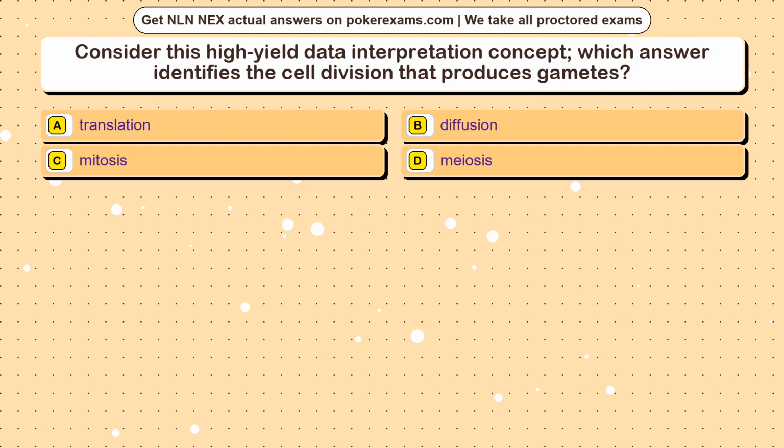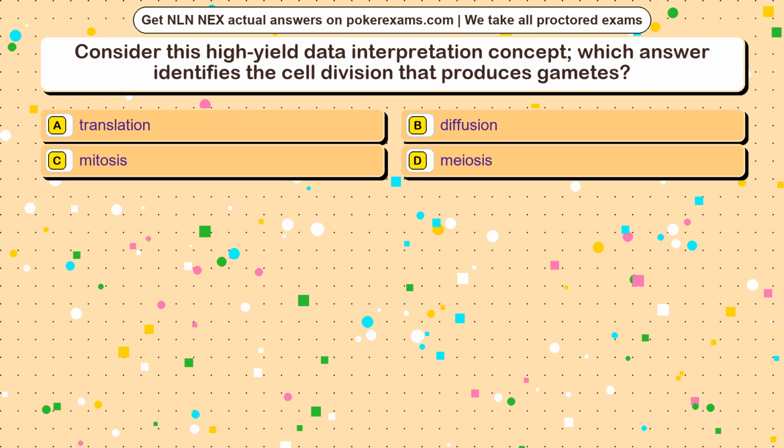Question 18. Consider this high-yield data interpretation concept. Which answer identifies the cell division that produces gametes? Option A, translation. Option B, diffusion. Option C, mitosis. Option D, meiosis.